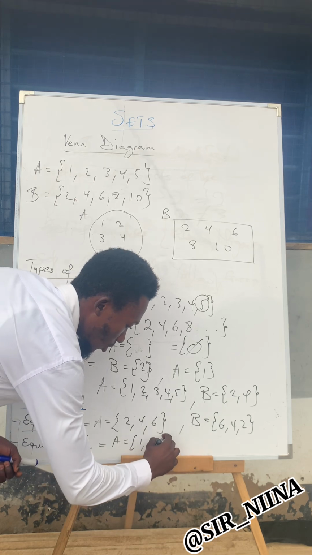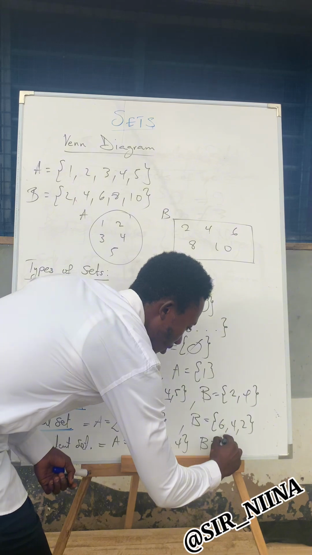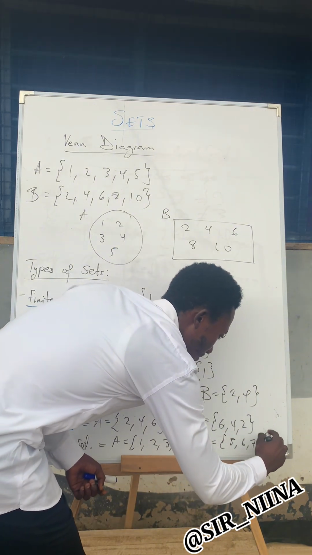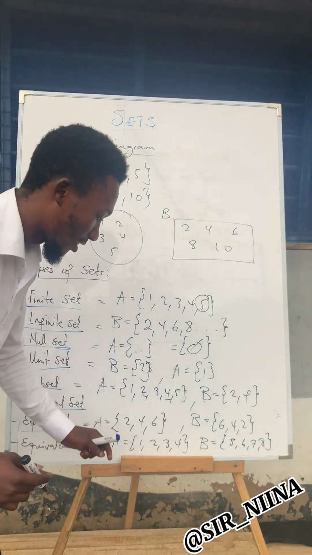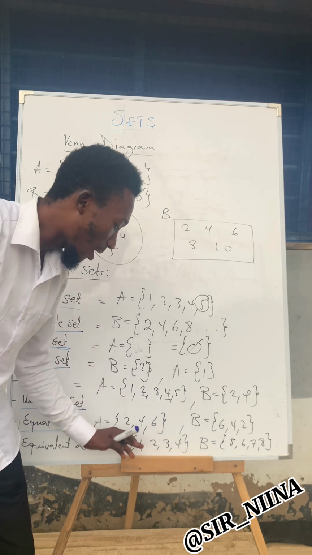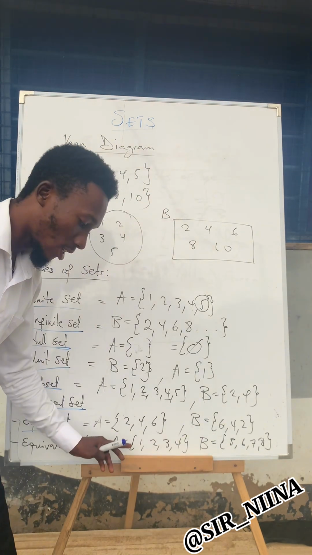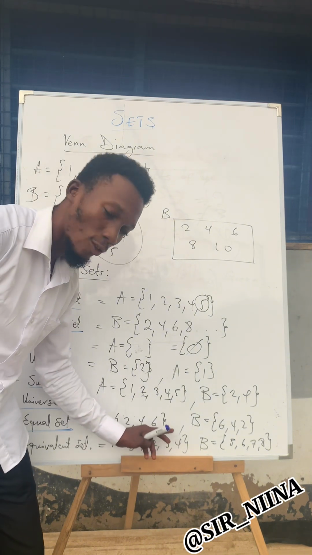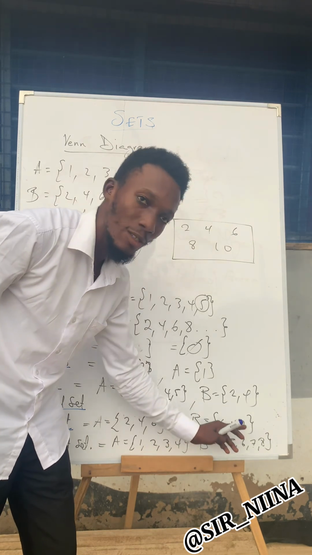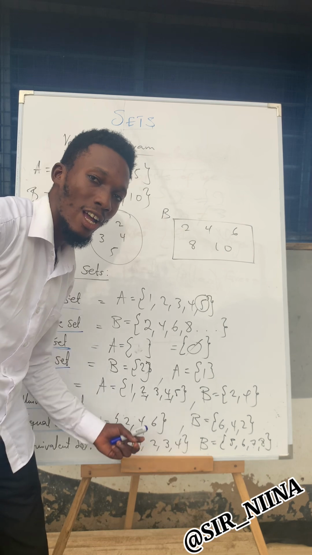So let's say set A is 1, 2, 3, 4, and set B is 5, 6, 7, 8. Now you can see clearly here that the elements in set A are different from the elements in set B, but the number of elements in set A is the same as the number of elements in set B. Let's count: 1, 2, 3, 4. There are 4 elements in set A. Now set B: 1, 2, 3, 4. Set B also has 4 elements in it. So with this we say the sets are equivalent.